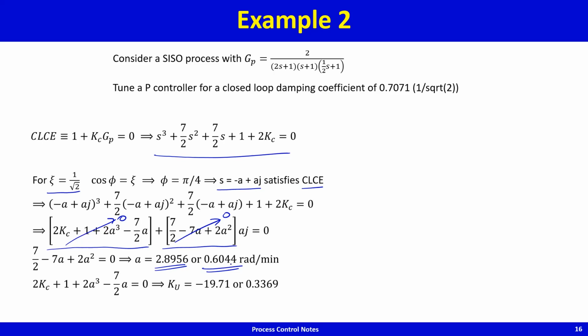For these two potential values of a, when we calculate Kc using the real part going to 0, we get two candidate values of Kc, and these are this and that. This one is not acceptable because it will lead to positive feedback, so this is the accepted value, and thus we get Kc equal to 0.3369 as the controller gain, for which we get a closed loop damping coefficient of 1 by square root 2.